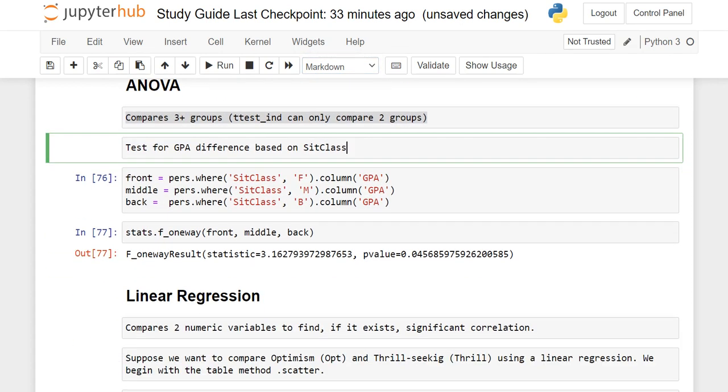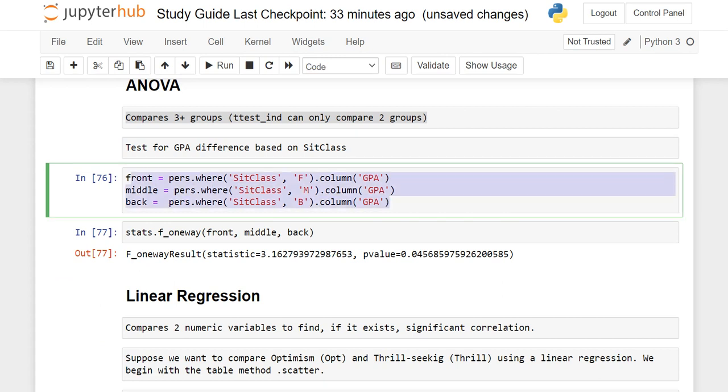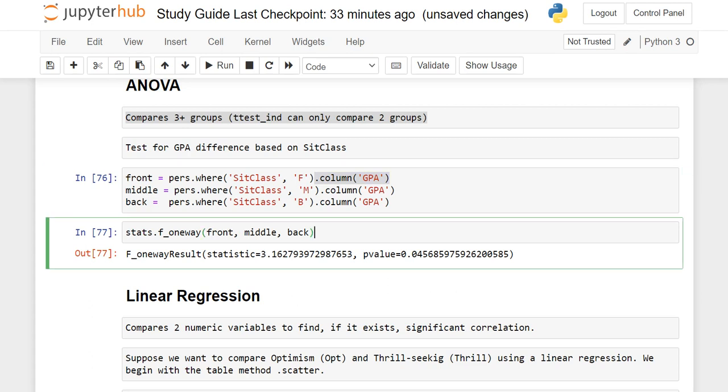So to test for GPA differences based on sit class, what did I do? Okay, just like I said, I need a front array. So I did where sit class is equal to F, and then a dot column to get all the GPAs. I did that for middle and back. And then I ran the F underscore one way, which is the one way ANOVA, using the front, middle, and back arrays. And notice that the p-value is just slightly less than 0.05. Barely.